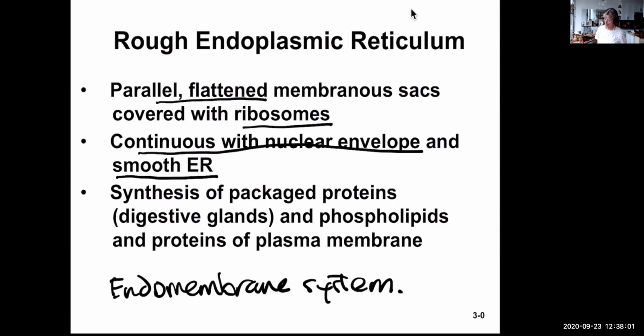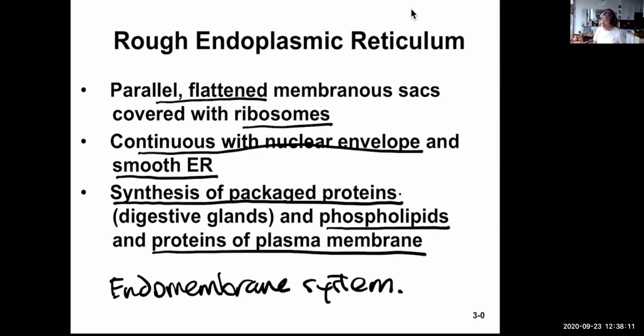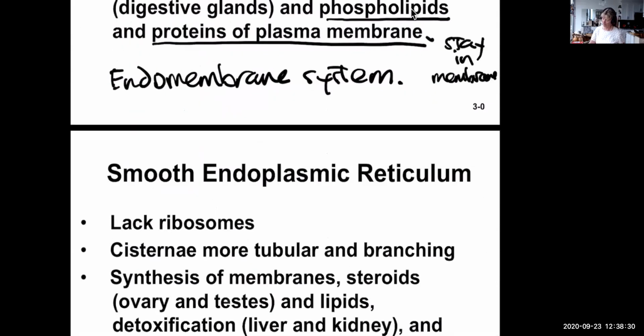The rough endoplasmic reticulum is functional in the synthesis of proteins and phospholipids as well, and proteins of the plasma membrane. So some proteins are packaged and released from the cell. Some just stay in the plasma membrane. And some are even retained inside the cell.